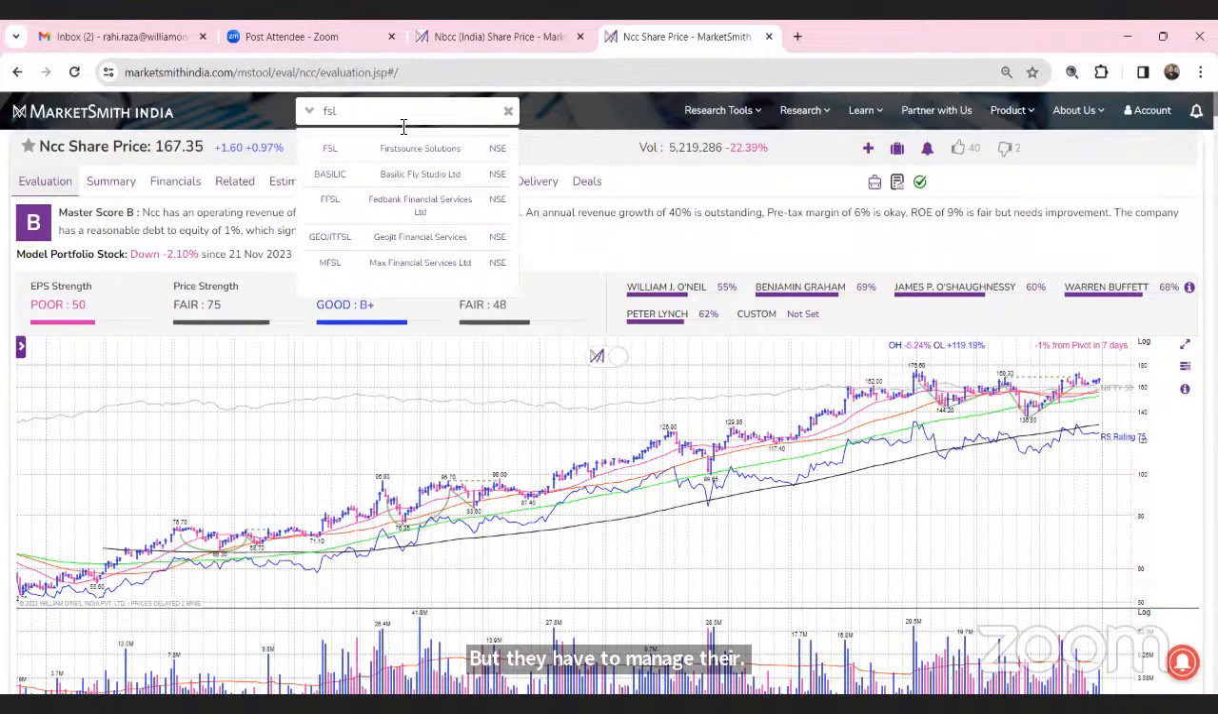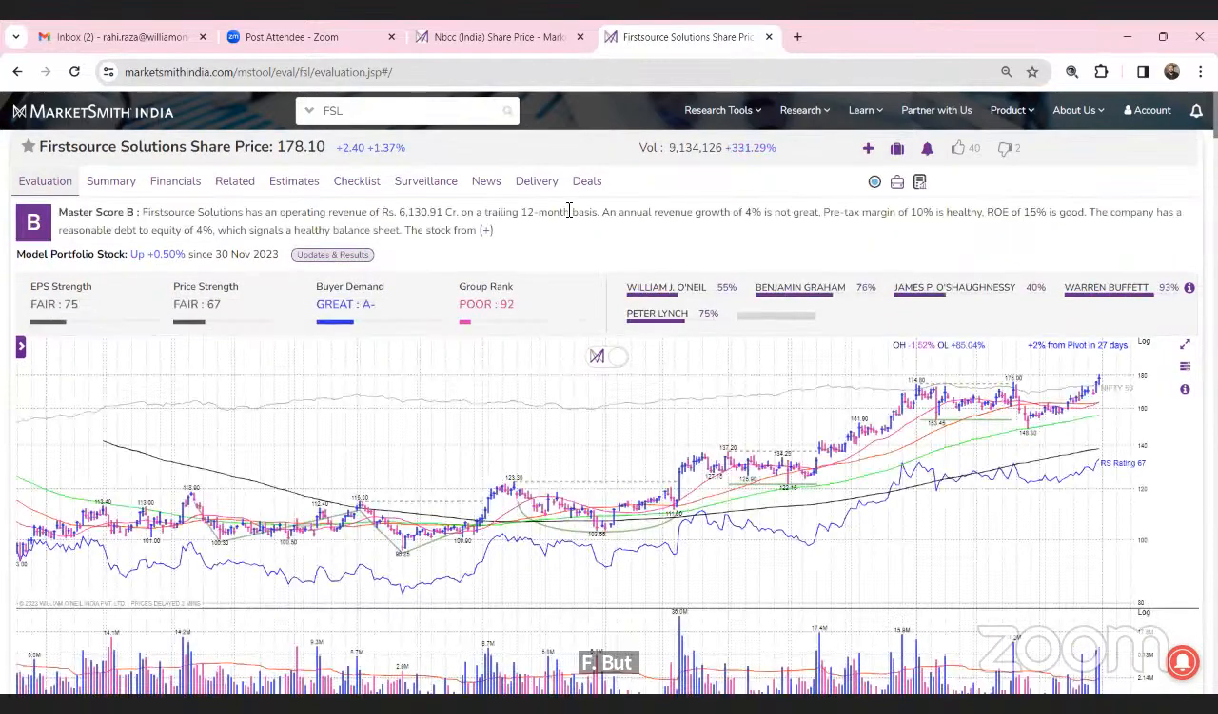FSL, First Source Solution. Okay, so MarketSmith has already added it and it has already gained 0.5% from the time of addition.